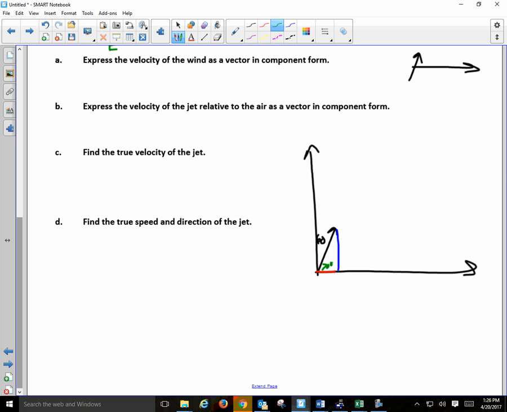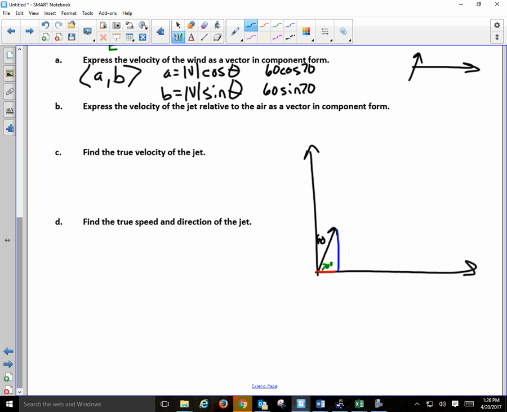All right, so I need to come up with component form. If you recall from the other day, we said that the vector can be written in component form <a, b>, where a is equal to the magnitude of velocity times the cosine of theta, and b is equal to the magnitude of the vector times the sine of theta. Do you remember this a little bit? Bring it back to you. So we do the magnitude of the vector. What's the magnitude of the vector? 60 times the cosine of 70, and 60 times the sine of 70.